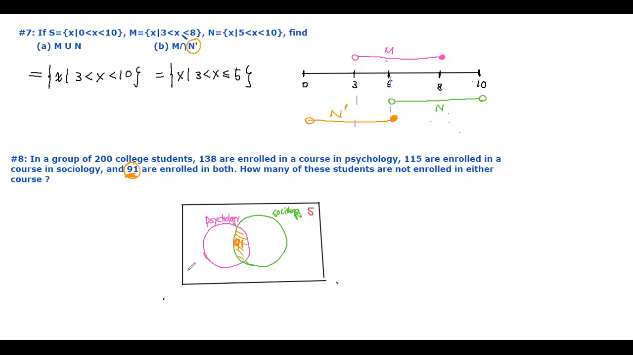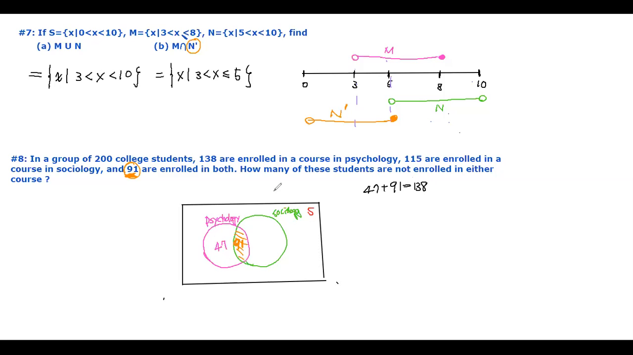And I know the psychology is 138, right? So the psychology is 138, but 91 of them also have sociology. So how many are left here? So you are going to have 47, right? Correct? Because 47 plus 91 is equal to 138. So the whole psychology circle really includes those two numbers, 47 and 91.